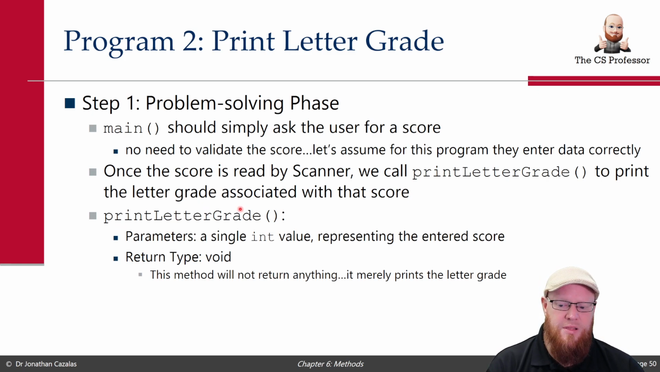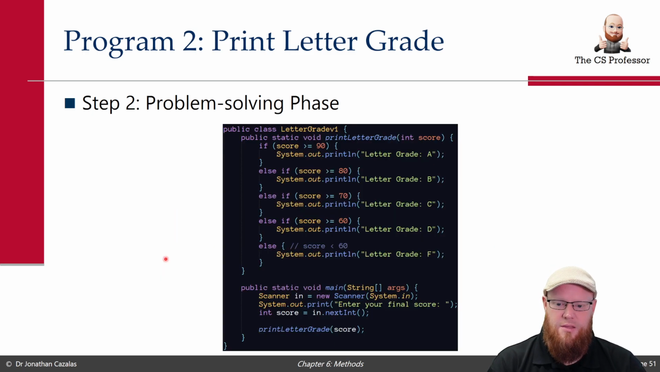So here is this print letter grade method. What parameters does it expect to receive? Well, it needs to receive the score, which let's say is going to be an integer that we allow the user to enter. So we need to have a formal parameter, which is an integer called score. And what is the data type that is going to be returned? In this example, since we're merely printing the letter grade, it's void. We're not going to return anything.